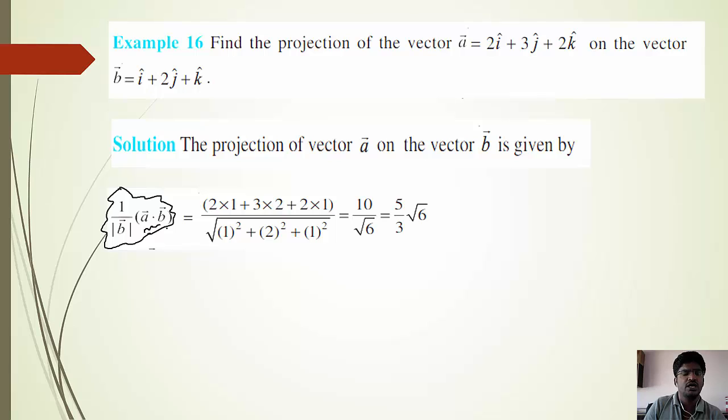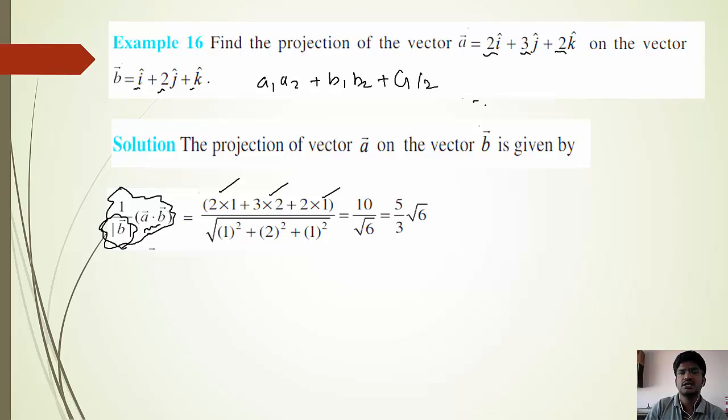So A dot B is again A1 into A2 plus B1 into B2 plus C1 into C2. So here A1 is 2, A2 is 1, B1 is 3, B2 is 2, C1 is 2, C2 is 1. So from that, 2 into 1 is 2, 3 into 2 is 6, 2 into 1 is 2. So 6 plus 2, 8 plus 2, 10. Therefore 10 divided by magnitude of B.